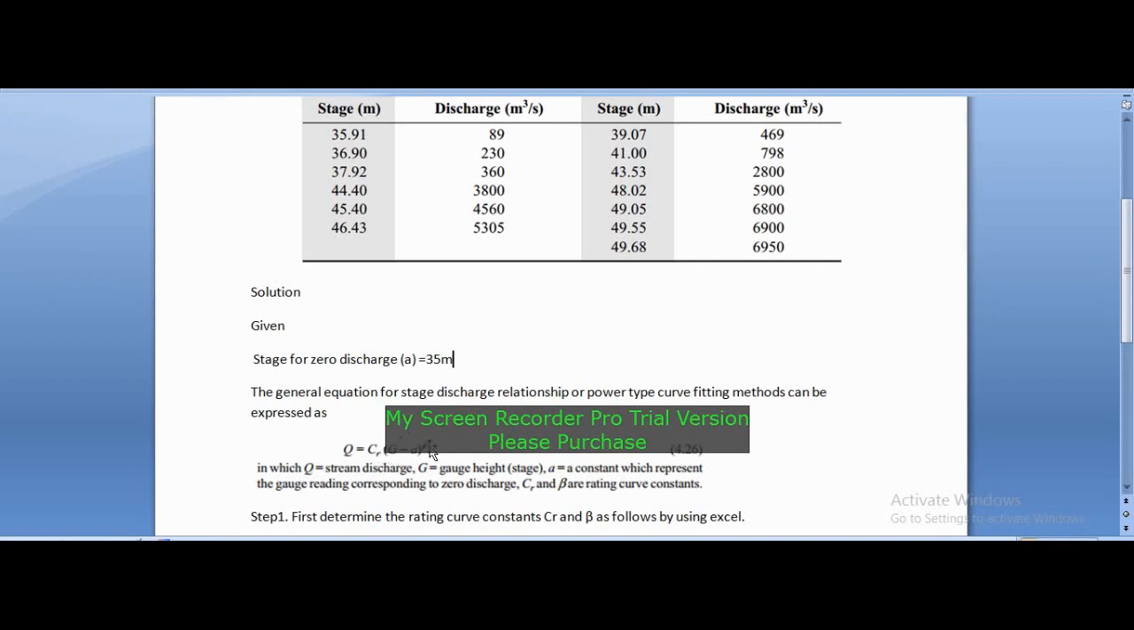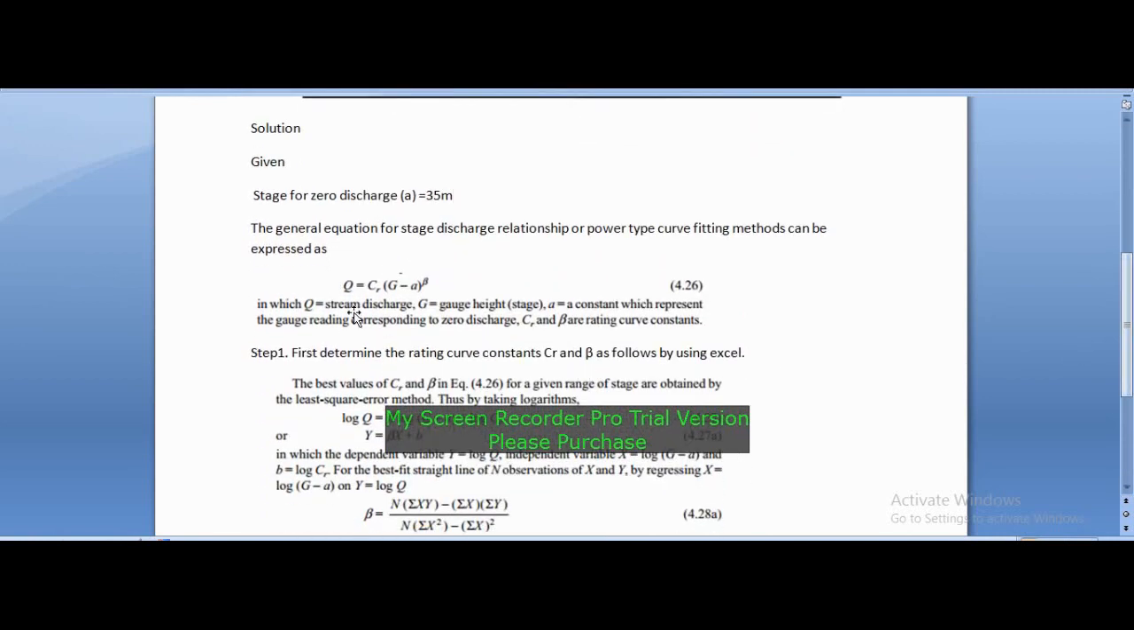CR and beta are constants. That means CR and beta are rating curve constants determined by using the least square method. G is the gauge height at a given time, and A is a constant with respect to the gauge reading corresponding to zero discharge. Simply, it is the stage for zero discharge. First, determine the rating curve constants CR and beta as follows by using Excel.